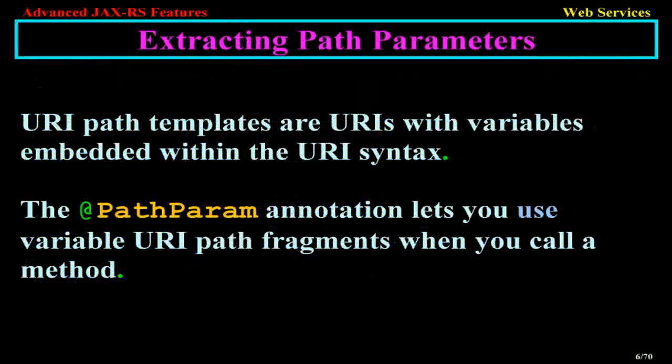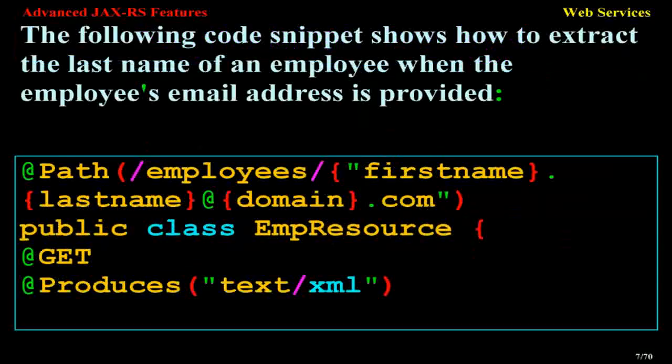Extracting path parameters. URI path templates are URIs with variables embedded within the URI syntax. The PathParam annotation lets you use variable URI path fragments when you call a method. The following code snippet shows how to extract the last name of an employee when the employee's email address is provided.